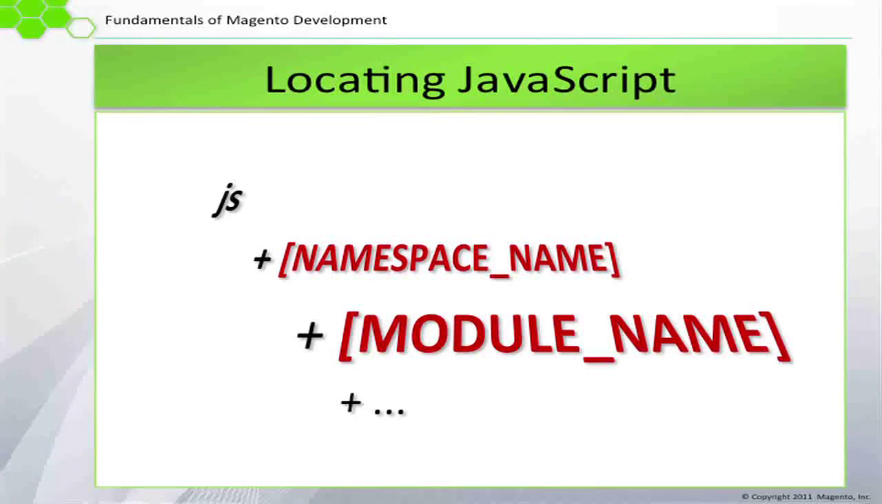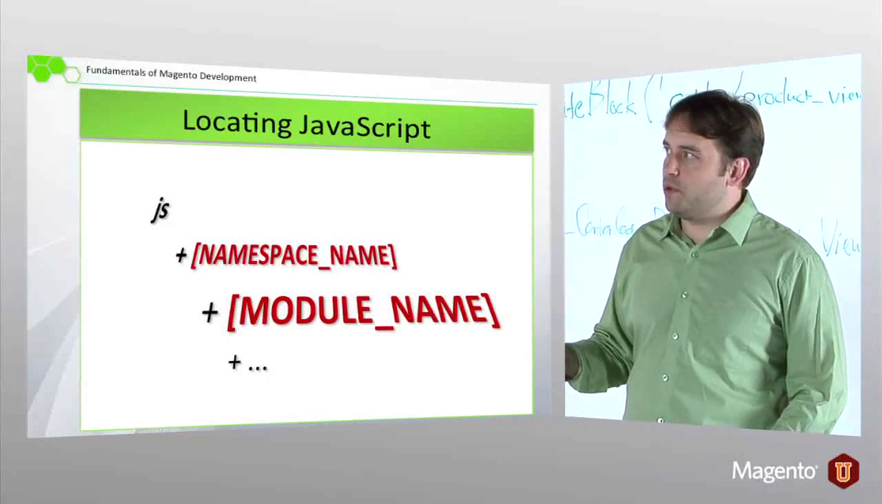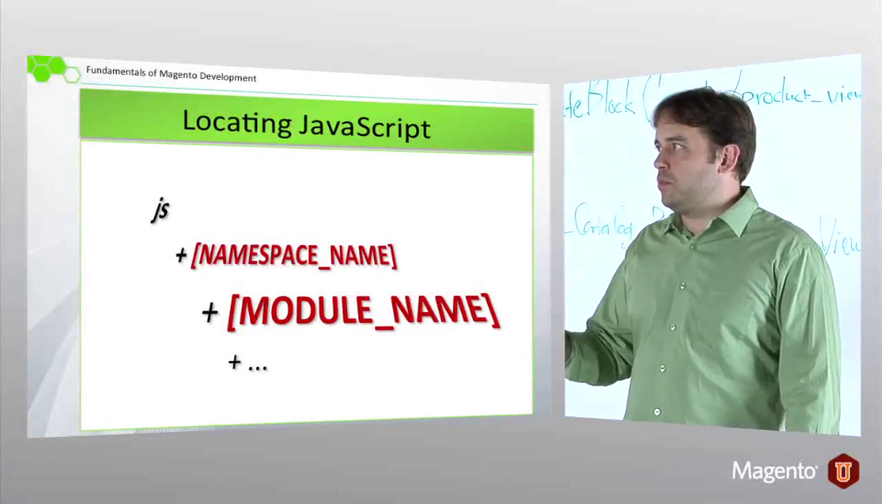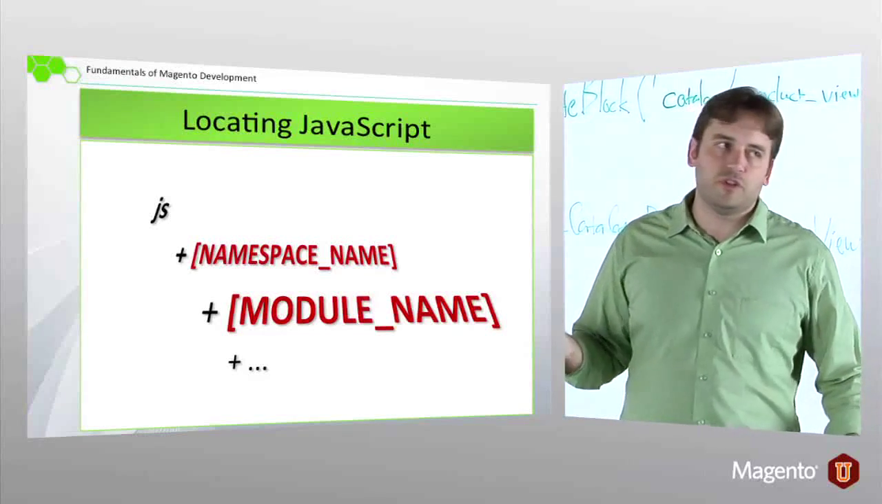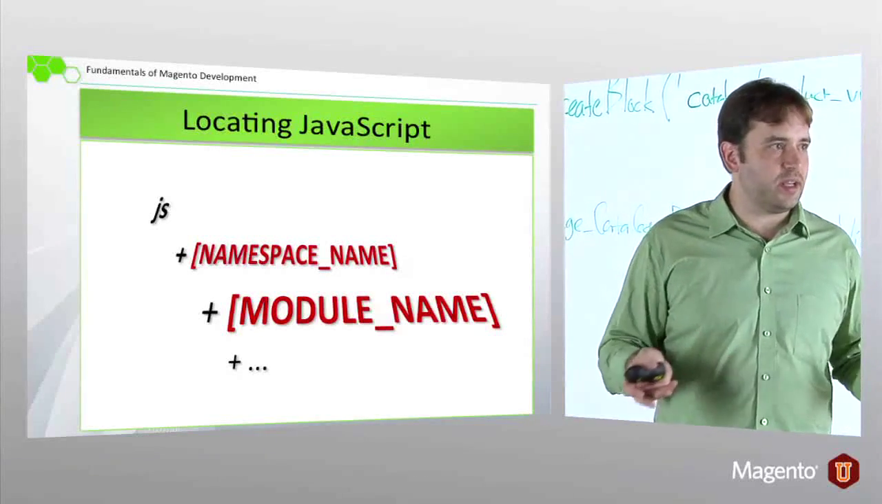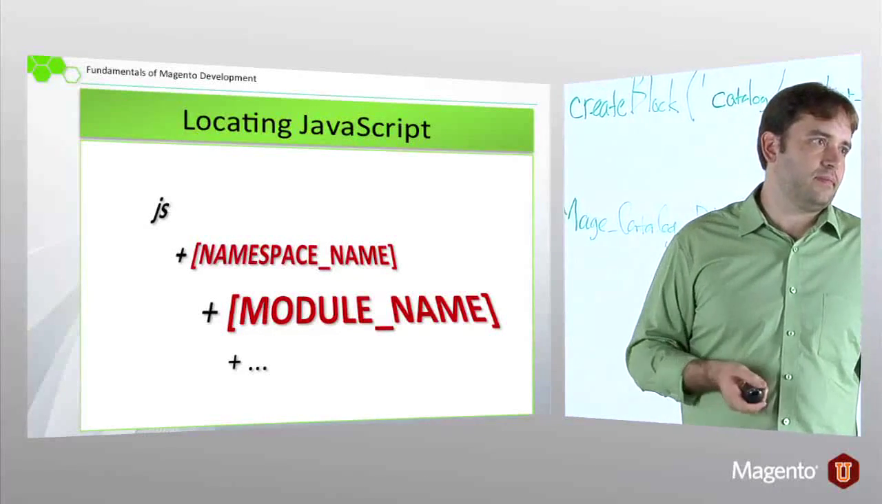So the other thing is JavaScript, and JavaScript, as I mentioned at the beginning of this lesson, is found right under the directory root. And generally, you'll have some sort of namespace. For example, you might have JS Enterprise, and then some sort of module name. It's really up to you. You always declare these system-wide JavaScript files. You reference them relative to the JS folder. So the call would be for the head block, add JS, and then you specify a path.